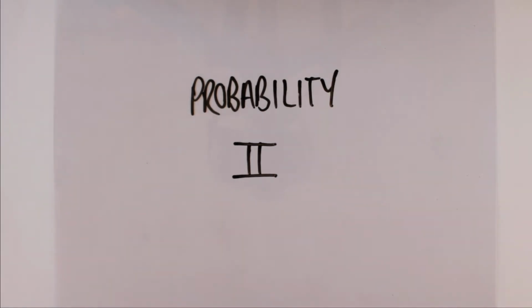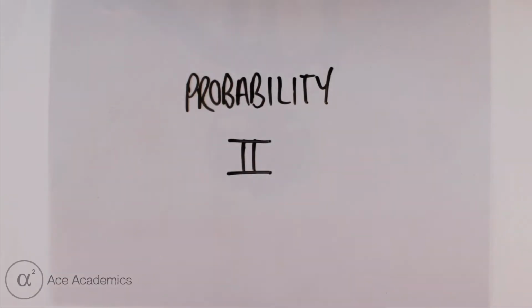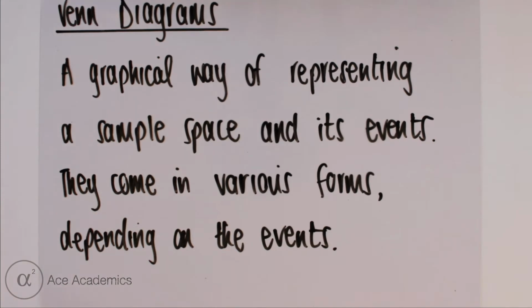Today we will be looking at part 2 of probability. In the previous video, we looked at mutually exclusive events, the addition rule, independent versus dependent events, as well as the product rule. A Venn diagram is a graphical way of representing a sample space and its events. They come in various forms, depending on the event. It's best to explain this using an example.